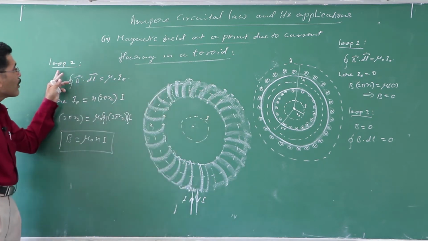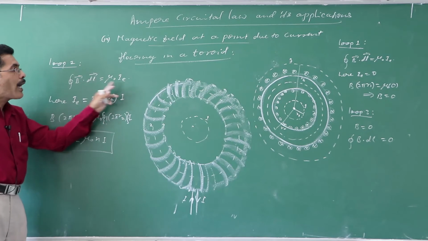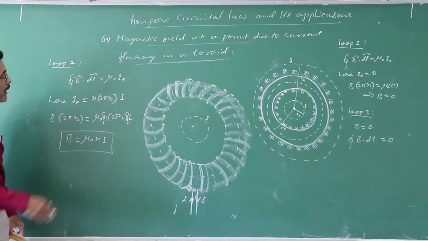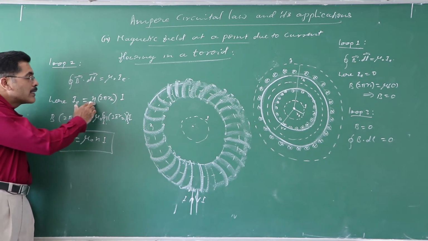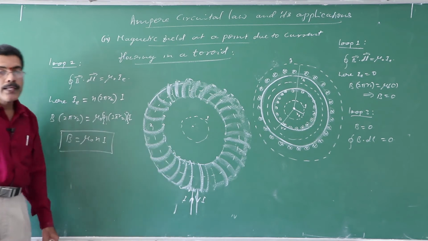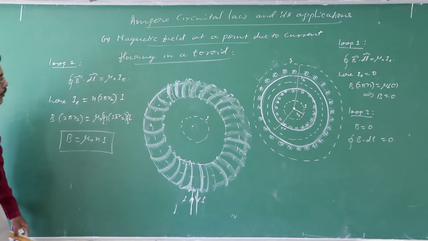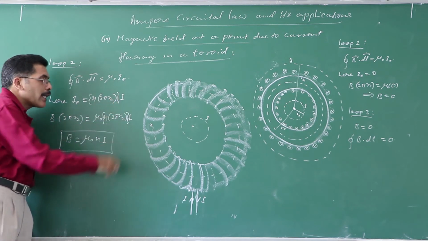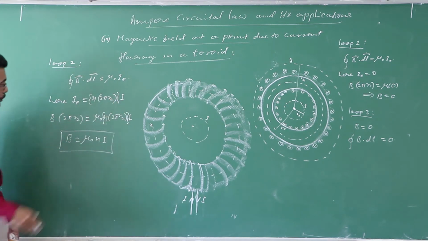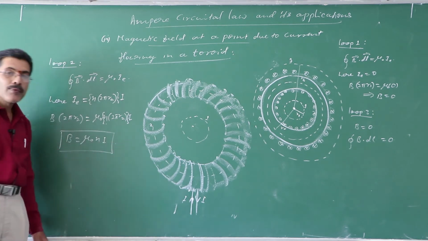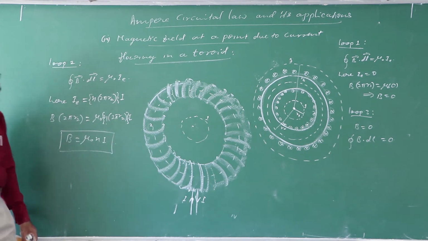For loop 2, apply Ampere's circuital law: B dot dl is equal to mu naught into I_E. Here I_E is, if n is the number of turns per unit length and 2 pi r is the circumference of the Amperian loop, then multiplied by I, it gives the current enclosed. Substituting in this equation, you will get B is equal to mu naught into N i. This is about the toroid.